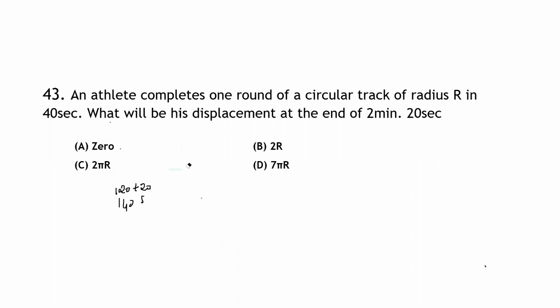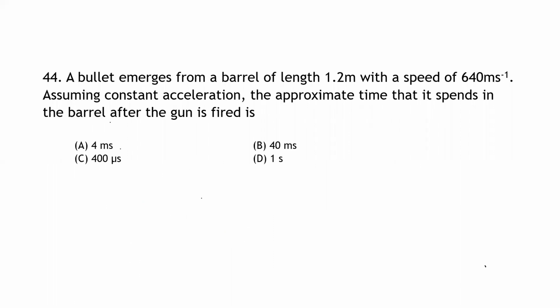Then the next and the last question for today's class is: a bullet emerges from a barrel of length 1.2 meter with a speed of 640 meter per second. Assuming constant acceleration, the approximate time that it spends in the barrel after the gun is fired is.